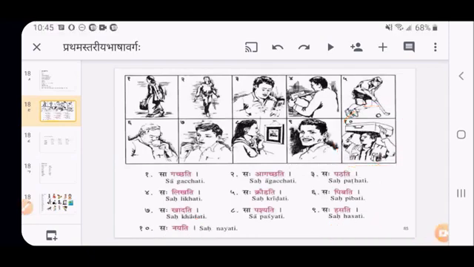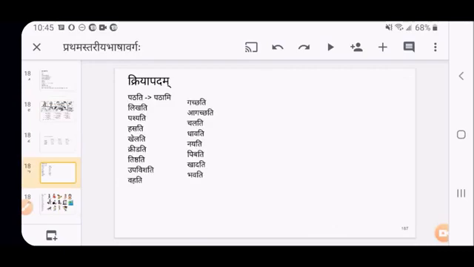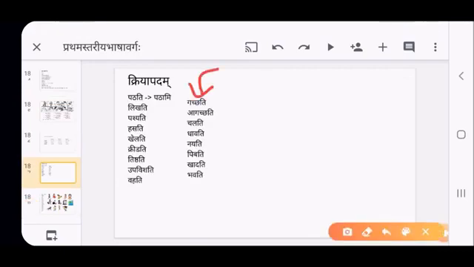Madhavi Bhagini, can you do this one, the second column? Madhavi Bhagini, are you there? No. Aham gacchami, I am going. Aham agacchami, I am coming. Aham chalati, I am walking.